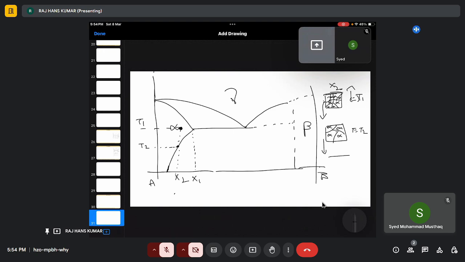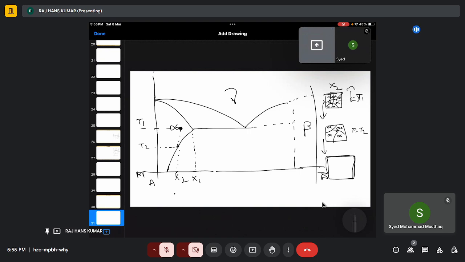So what happens is, because of this, now I cooled it down from T2 to room temperature, right? I cooled it down. I quenched it. For example, if I try to quench it, right?